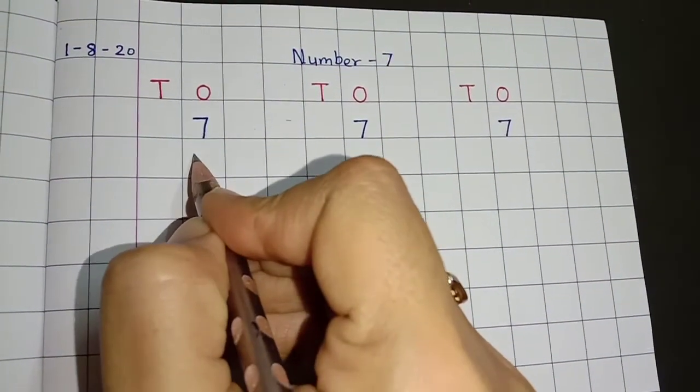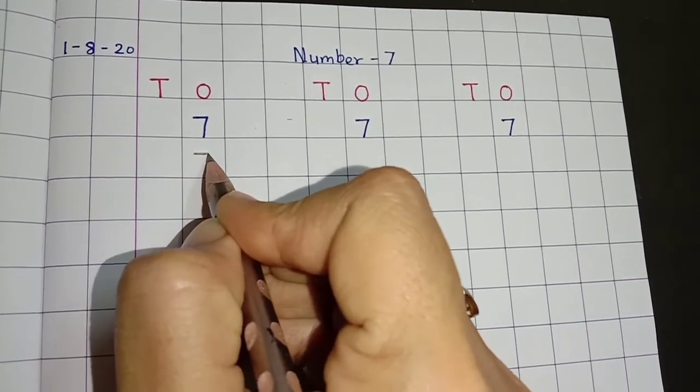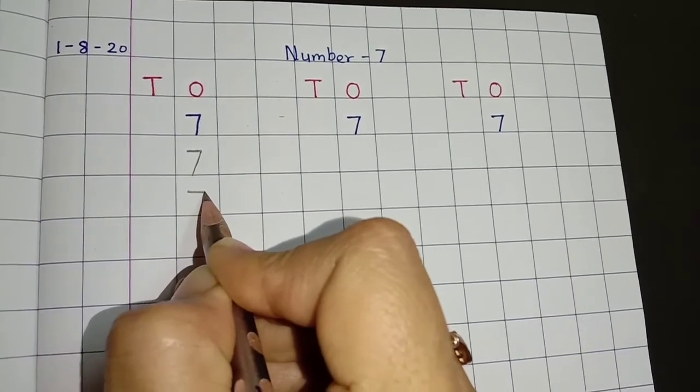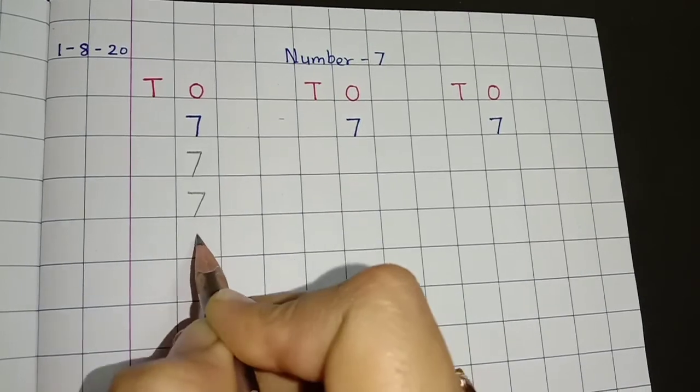We will start from the middle of the box. Slanting line, slanting line, touch the blue line.